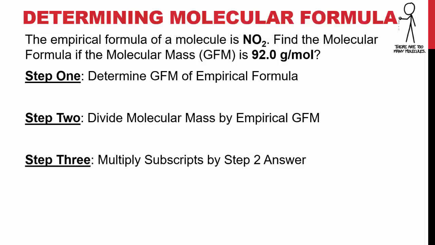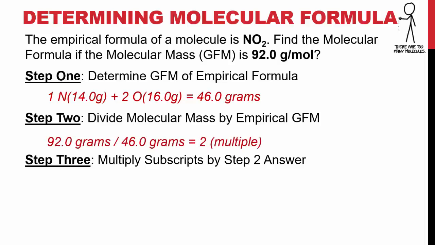The empirical formula of a molecule is NO2. Find the molecular formula if the molecular mass, or the GFM, is 92 grams per mole. So again, first we're going to determine the GFM of the empirical formula. It's 1 nitrogen, 2 oxygen, which gives you 46 grams. Then we're going to take the molecular mass and divide it by the GFM of the empirical formula. So 92 divided by 46 gives you a multiple of 2. Then you take the subscripts of the empirical formula and multiply them by 2.